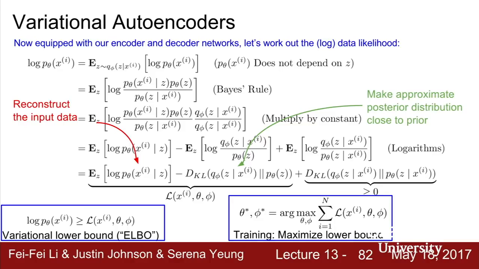But then the second term here is saying make this KL small. Make our approximate posterior distribution close to our prior distribution. And this basically is saying that we want our latent variables z to follow the distribution shape that we would like it to have.